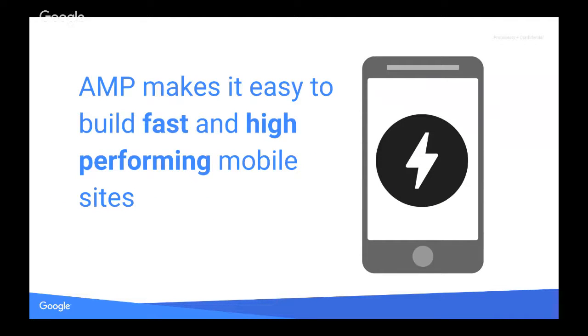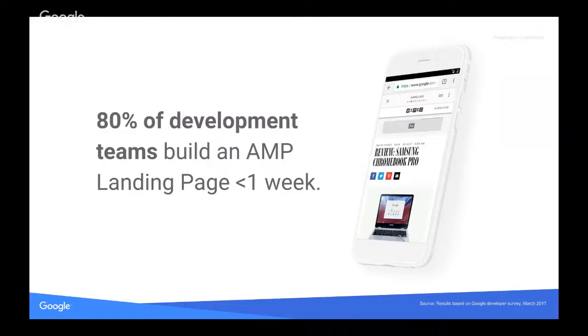Yes. With AMP, it makes it easy to build fast and high-performing mobile websites, like I told you before. And from what we see, 80% of the development teams that we're already working with at Google build an AMP landing page in less than 1 week. Wow, that's really fast. Yeah. So you can start improving your user experience in less than 1 week. It's super fast, super easy. It gives you a lot of benefits, all the best practices that Jerry told you before.